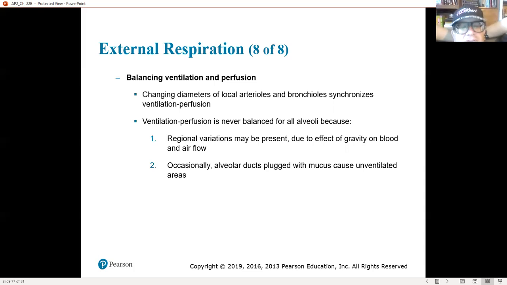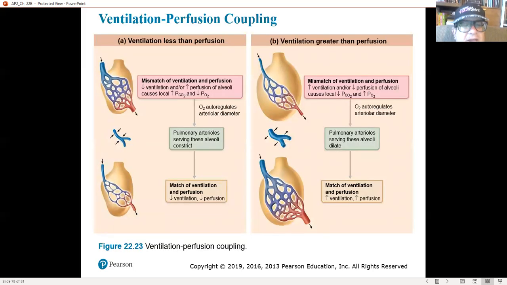Balancing ventilation and perfusion. Changes in the diameter of local arterioles and bronchioles are used to synchronize ventilation and perfusion. It's never perfectly balanced for all alveoli, because you could have differences in different regions, the effect of gravity pulling on blood or air. Occasionally, the alveolar ducts get plugged with mucus in unventilated places, and that messes with things. But yeah, our goal is to deliver blood to where oxygen is prevalent, and open up passages to let us breathe out carbon dioxide as quickly as possible. All right.